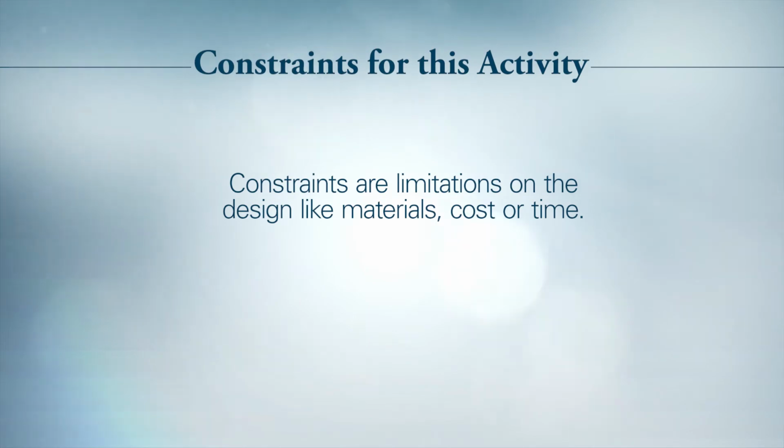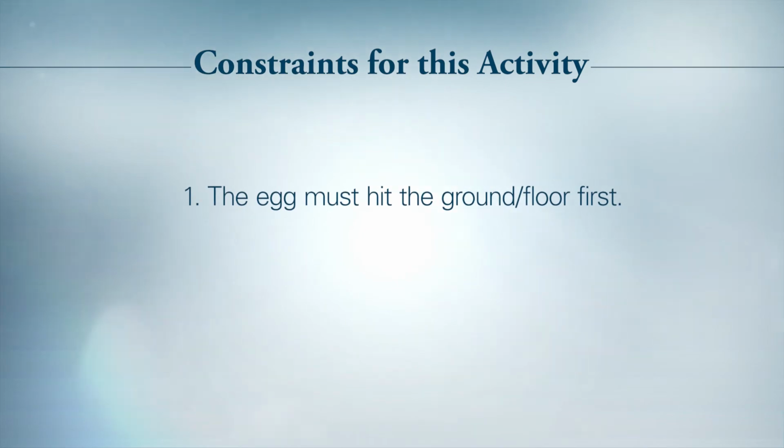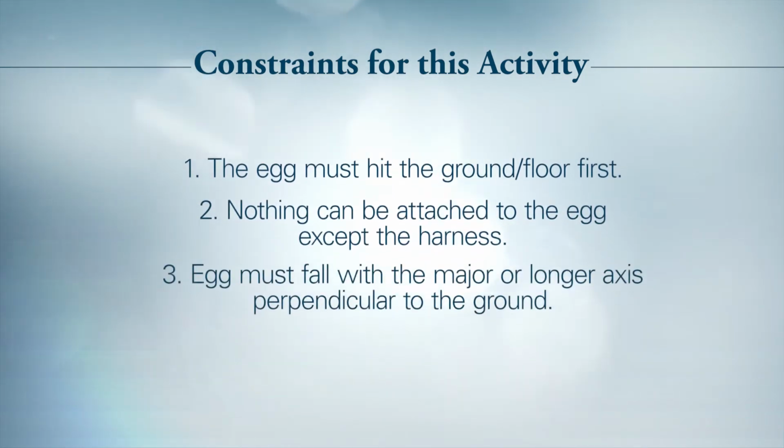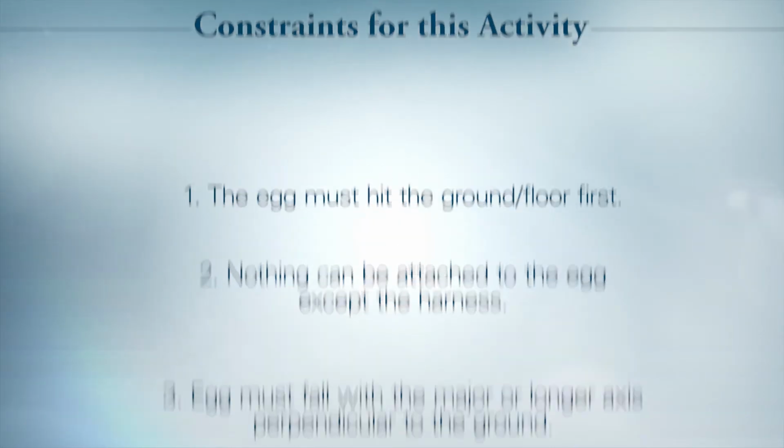Constraints are limitations on the design. These may be materials available, the cost of materials, or the amount of time that you have to develop the solution. In this activity, the constraints are that the egg must hit the ground or floor first. Nothing can be attached to the egg except the harness, and the egg must fall with a major or longer axis perpendicular to the ground.